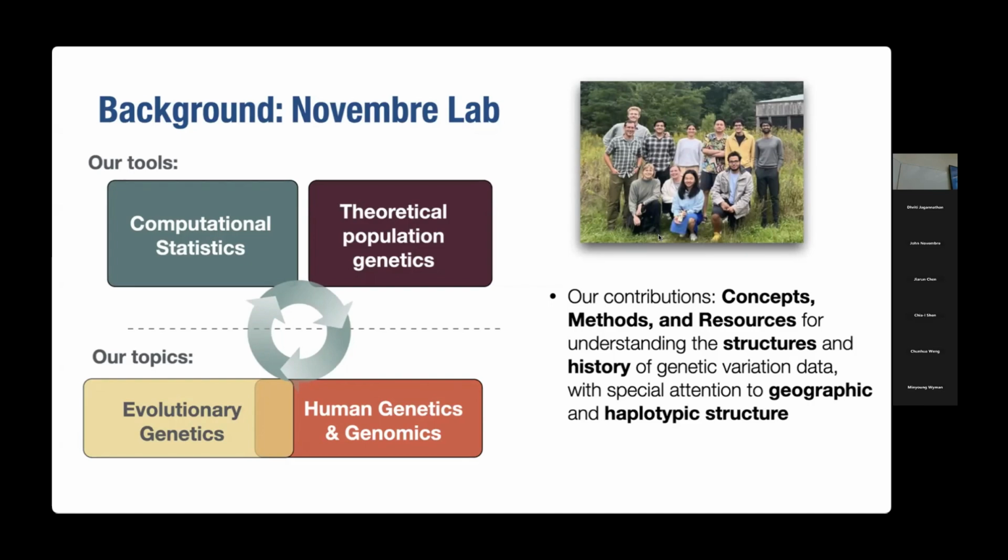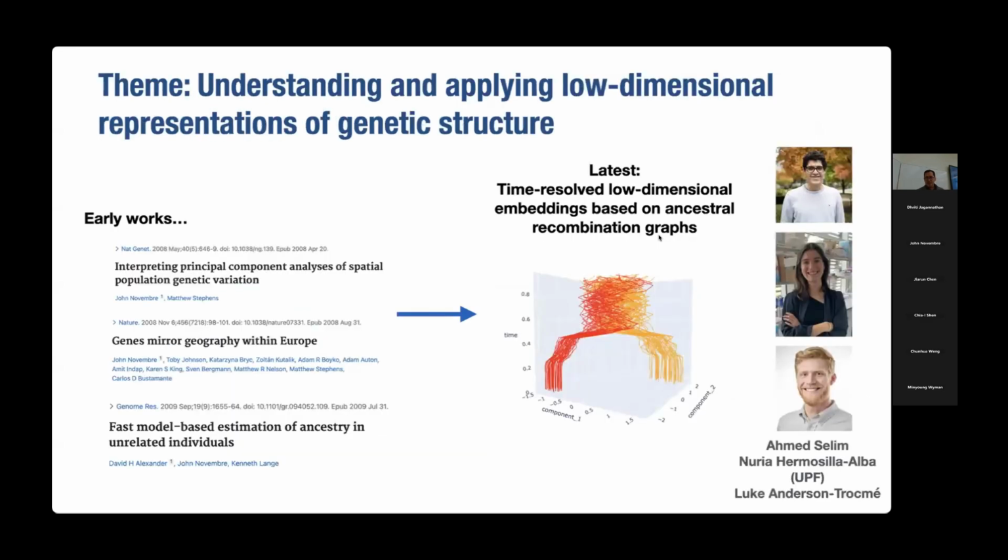And more specifically, a lot of our contributions have been in the space of thinking conceptually, methodologically, or developing resources that help us understand the structures really of genetic variation and the history of genetic variation. And with a special attention to geographic structure and also haplotype structure. So being more specific on that, one theme in my lab has been understanding and applying low-dimensional representations of genetic structure. So we had some papers in the arena of understanding how PCA behaves with spatial data, applying it, doing admixture type estimation. And these days, I'm just going to hat tip several active students in my lab and their projects.